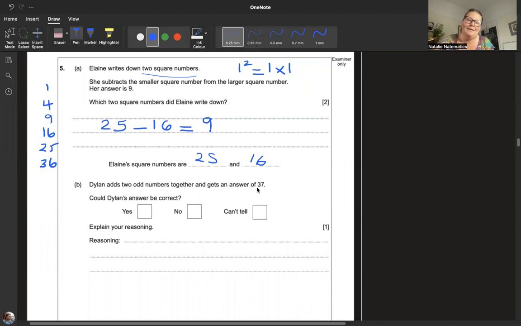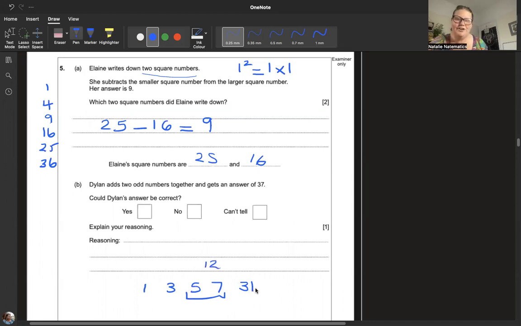All right, Dylan adds 2 odd numbers together and gets an answer of 37. Could he be correct? Okay, well, what are odd numbers? At this point, I'd say, well, write some odd numbers down. So let's just say we've got 1, 3, 5, 7, 31. Well, if I have an odd number and I add another odd number together, what happens? Well, 5 plus 7 is 12.